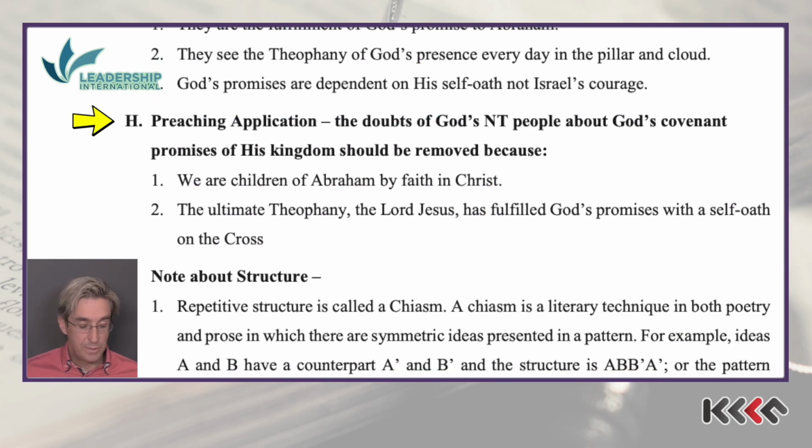How do we apply this in preaching? Page 24, number 8. We are children of Abraham. How? By faith. Ultimately, Jesus Christ is our Lord. He is the ultimate realization, the ultimate manifestation of God. He made his promises by dying himself on the cross.